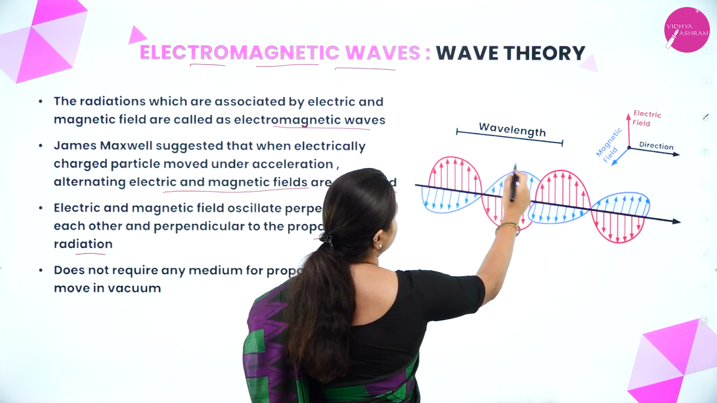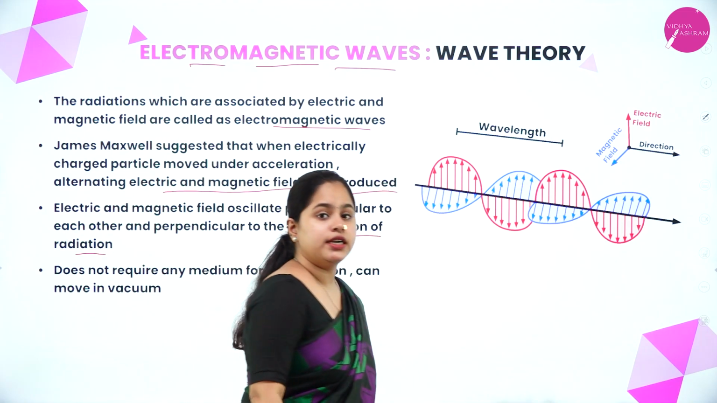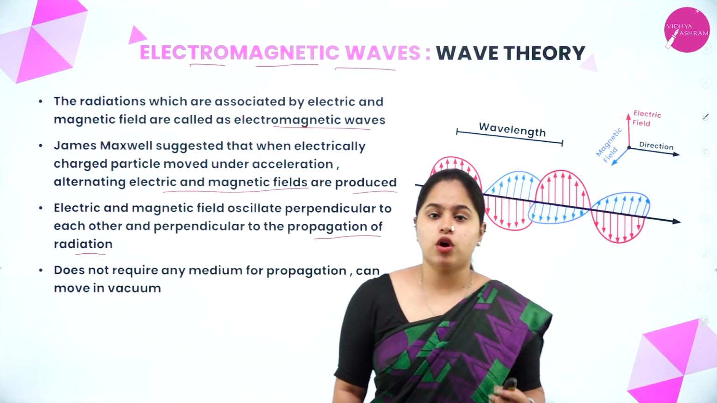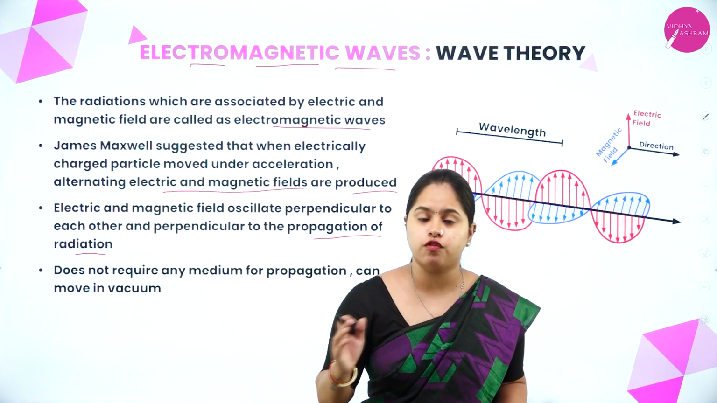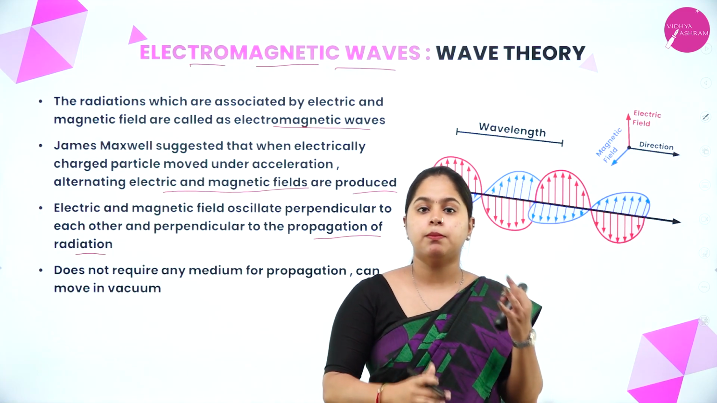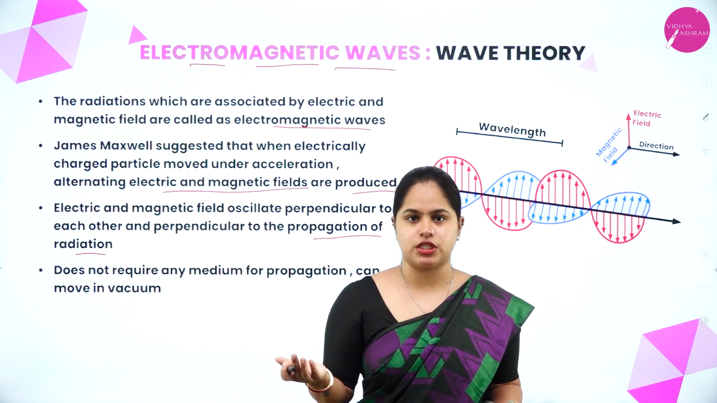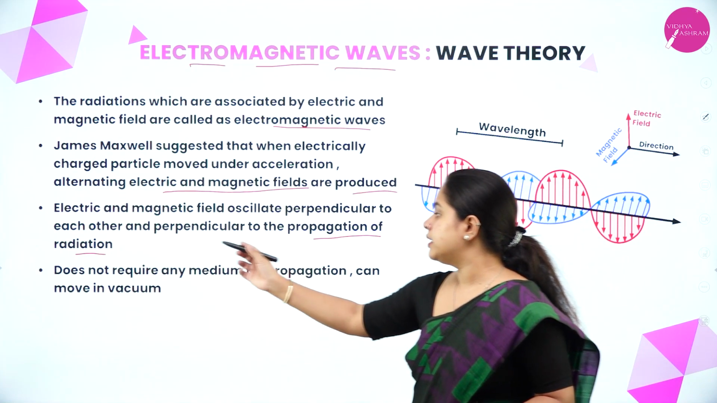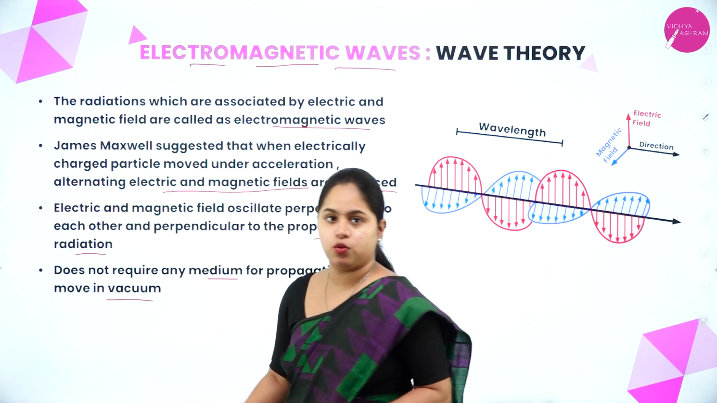And perpendicular to that will be your magnetic field, and perpendicular to that will be your direction of propagation of the wave. So what you have to understand is that the electric field, magnetic field and the direction of propagation of the wave will be perpendicular to each other. All three will be perpendicular to each other. Clear?